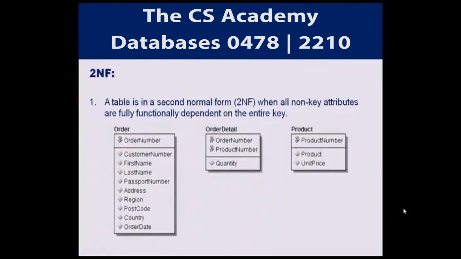Now coming on to second NF. A table is in second normal form, 2NF, when all non-key attributes, which are not the primary key or the foreign key, are fully functionally dependent on the entire key. Entire key means, let's suppose one table's primary key is called, and they are all linking together, and you call them separately with an SQL query. So this makes the table retrieve data from all tables connected to each other.